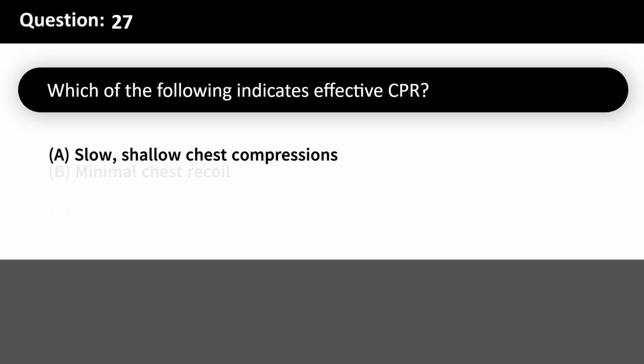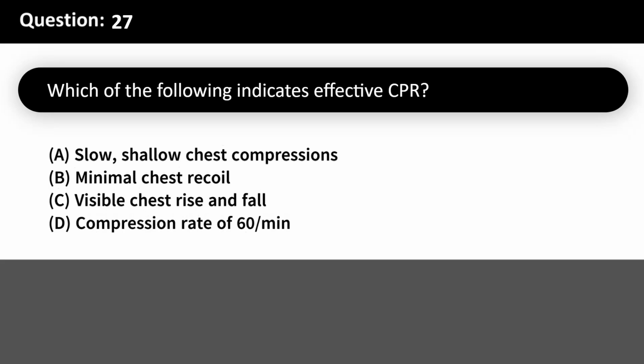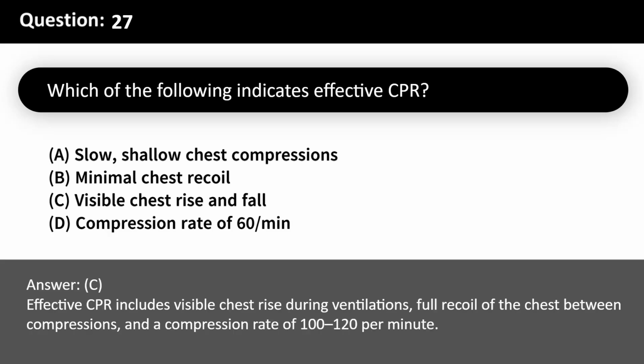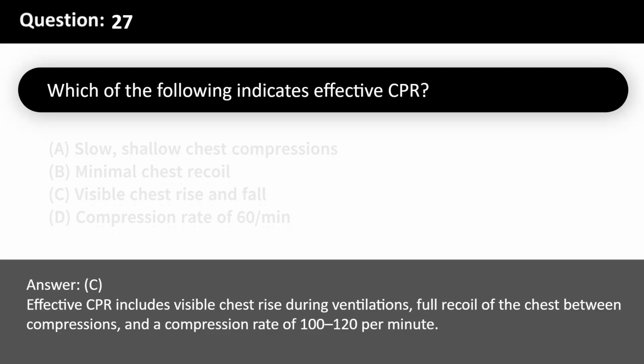Which of the following indicates effective CPR? A. Slow, shallow chest compressions. B. Minimal chest recoil. C. Visible chest rise and fall. D. Compression rate of 60 per minute. Answer: C. Effective CPR includes visible chest rise during ventilations, full recoil of the chest between compressions, and a compression rate of 100 to 120 per minute.